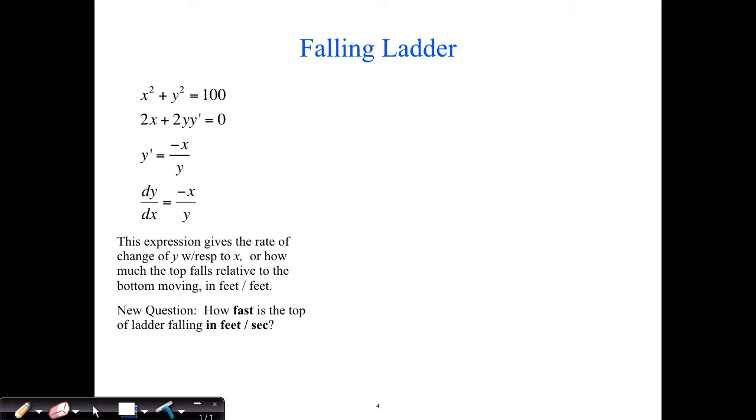So what we'd like to do, x is the distance that the bottom of the ladder is away from the wall, and y is the distance that the top of the ladder is away from the floor. And it's moving downward, we know, and the bottom is moving outward away from the wall.